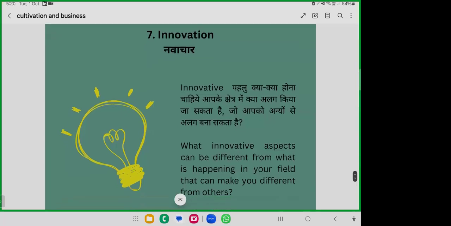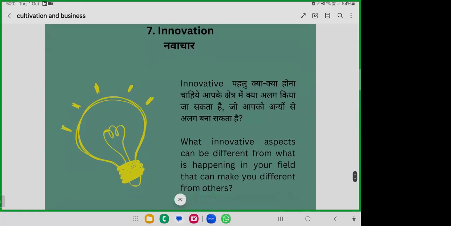Then innovation. What innovative aspects can be different from what is happening in your field that make you different from others? So innovation is like, everyone is selling fresh mushroom, but if you're making a different byproduct or a different medicine from the mushroom, because there are many medicinal mushrooms as well, like Ganoderma, Hericium, Cordyceps militaris, and other mushrooms, where you can make different medicines, which are very good for human health.